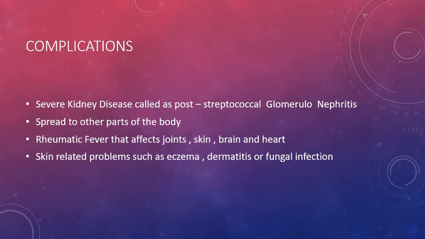Now, complications. There are a few complications of this infection, such as severe kidney disease called post-streptococcal glomerulonephritis. It can spread to other parts of the body. Rheumatic fever is also one of the complications that affects the joints, skin, brain, and heart. And other skin-related problems such as eczema, dermatitis, or fungal infections can affect the child.